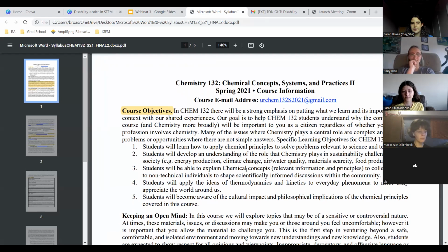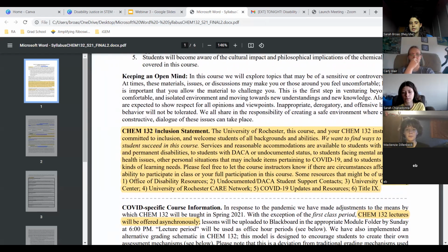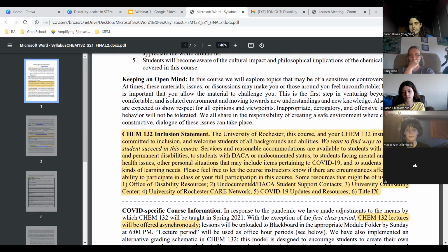So the first thing that I want to note here is they start off with a course objectives. And that's great because we just defined what we wanted a course to teach us. The professor is defining what his or her objectives are, or their objectives are with the class. So that's always good. Now, right on the first page, they have a Chemistry 132 inclusion statement that pertains to students with disabilities as well as other accessibility difficulties. And they provide specific resources for students in this class.